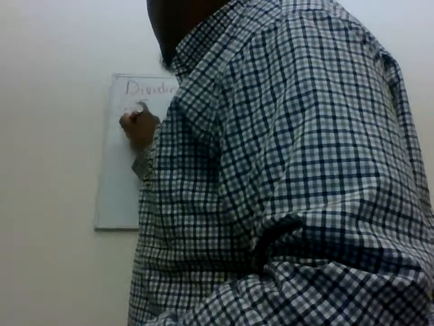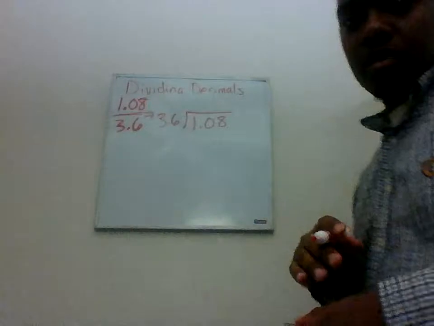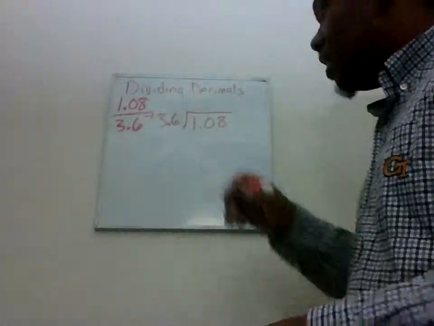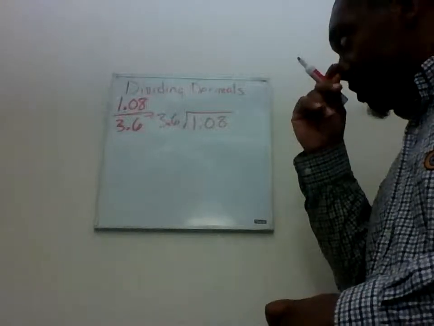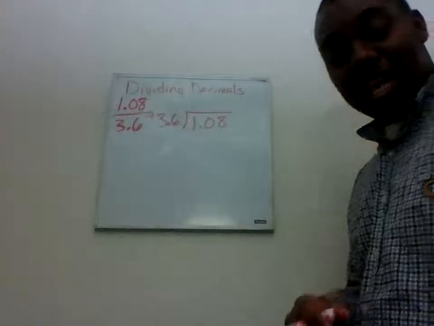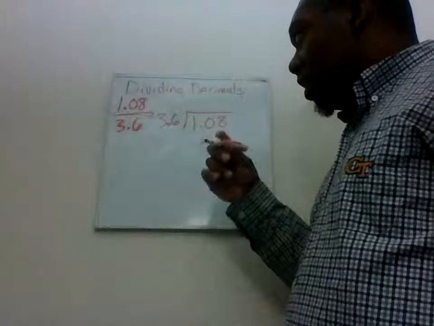1.08 divided by 3.6. Okay, so we have 1.08 divided by 3.6. Well, how many times does 3.6 go into 1? Just kidding, let's not do that. Instead, let's change this problem to be something a little more user-friendly.